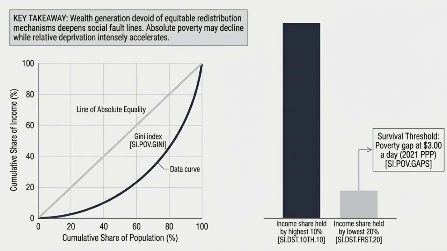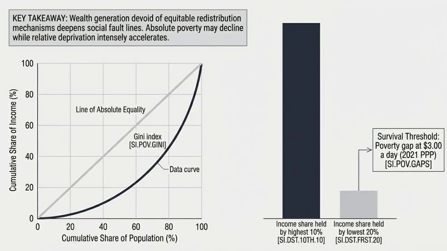By redistribution mechanism, you mean a fair tax system, or those financial capillaries we talked about earlier that allow the poorest to access credit? Exactly. Without those mechanisms, the newly generated wealth concentrates almost entirely at the top. The highest 10% capture all the gains of the economic growth.